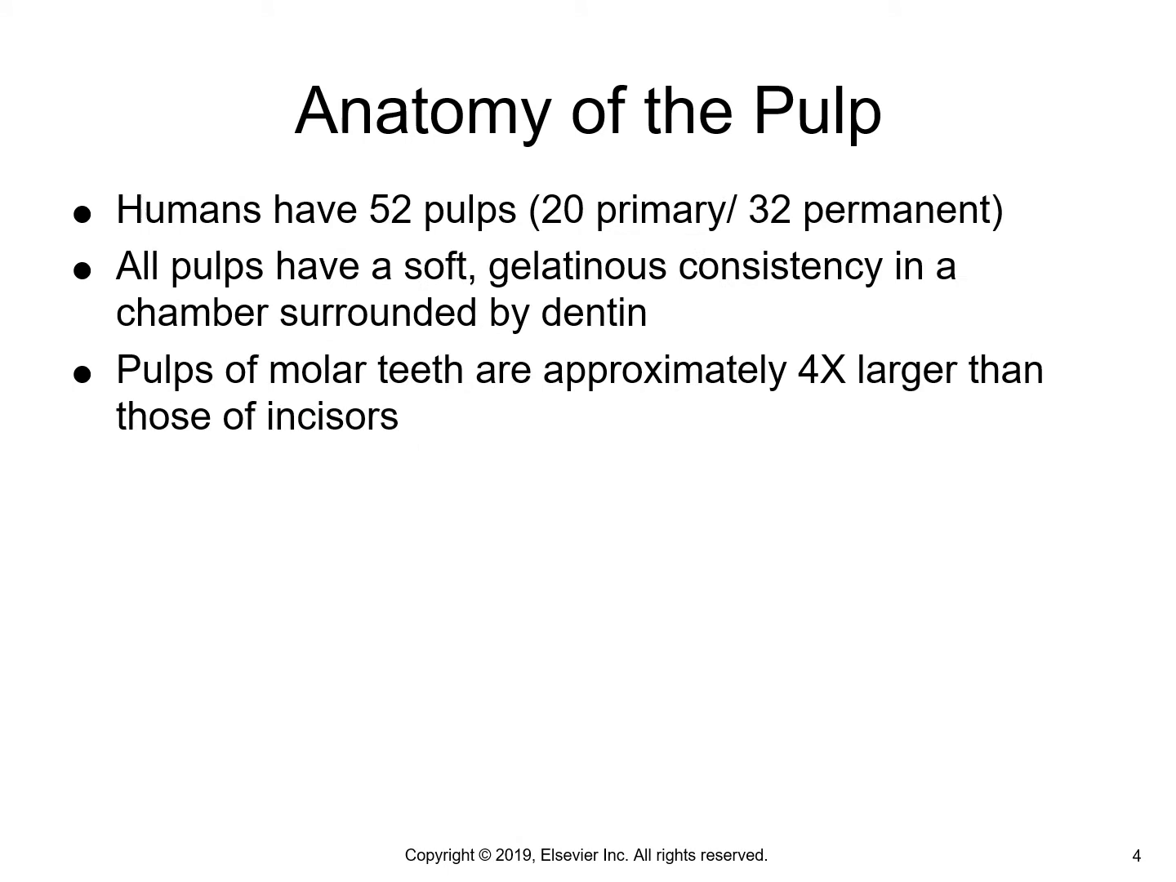Humans have 52 pulps, providing that they have all of their permanent teeth and primary teeth. So every tooth has its own pulp. All pulps have a soft gelatinous consistency in their pulp chambers surrounded by dentin. So dentin's job is kind of to protect that pulp. Pulps of the molar teeth are approximately 4 times larger than the pulp that we see in the incisors.